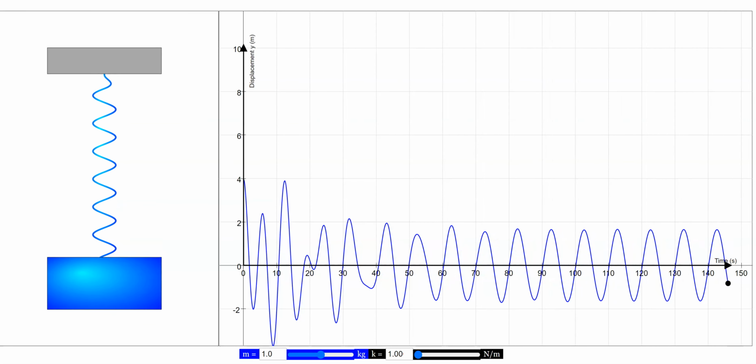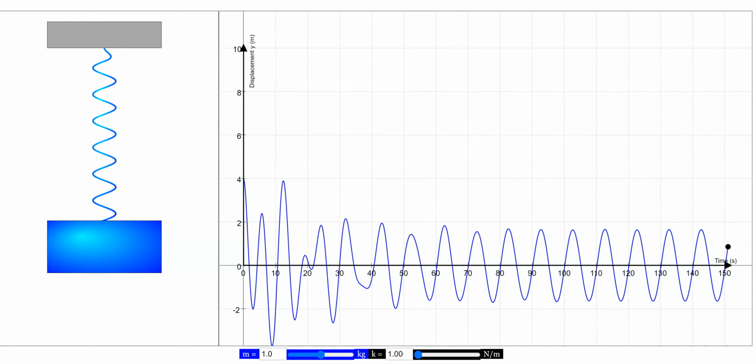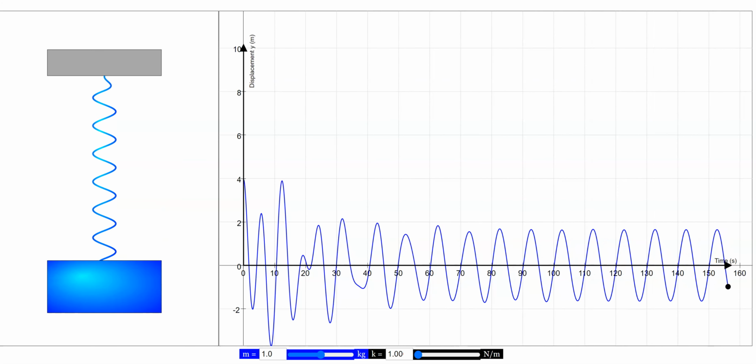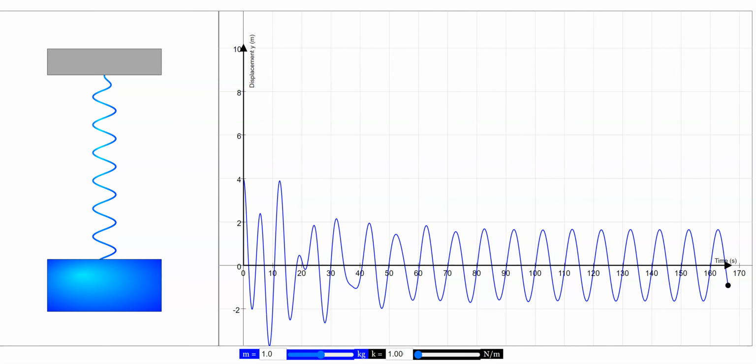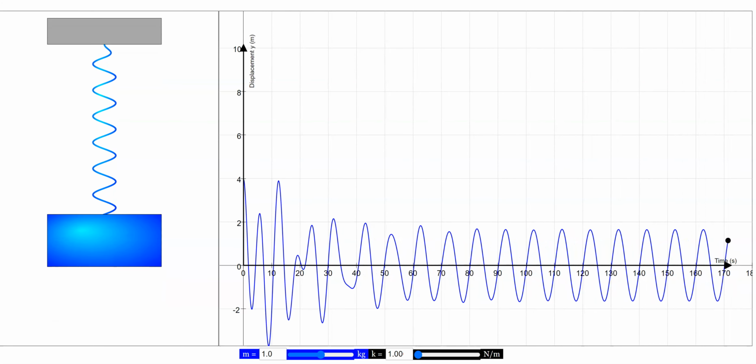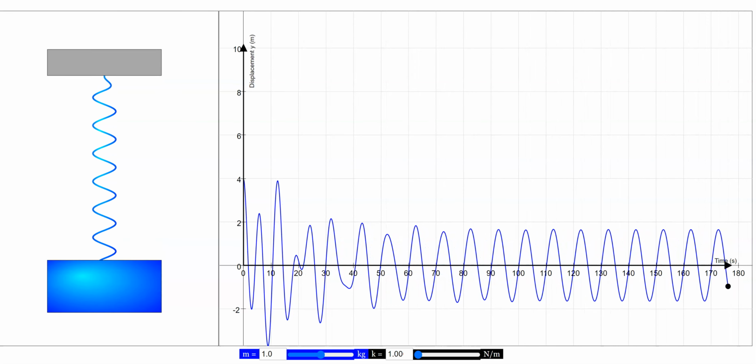By the way, I did not explain how they actually make this force work. You see that the gray rectangle is moving the suspension point. That's how they apply the force, by moving the suspension point.